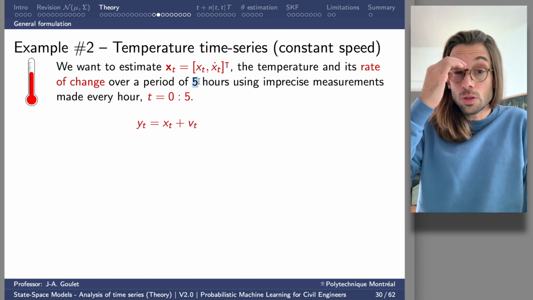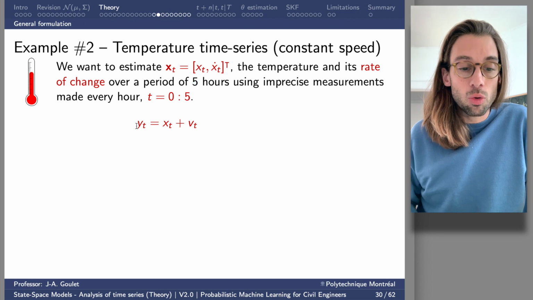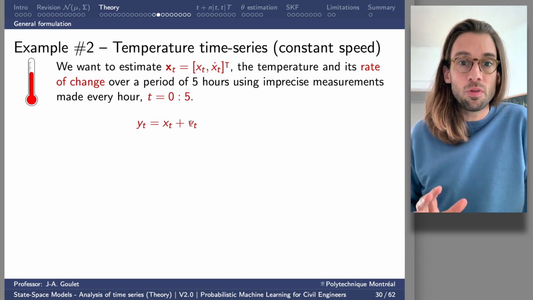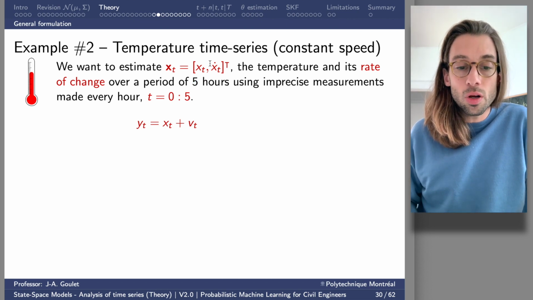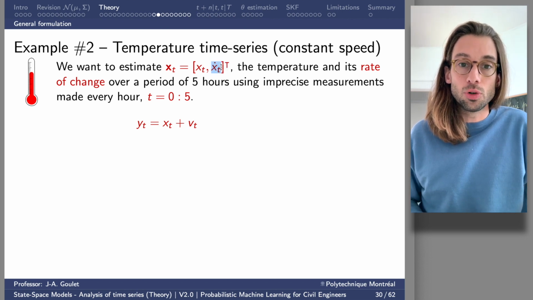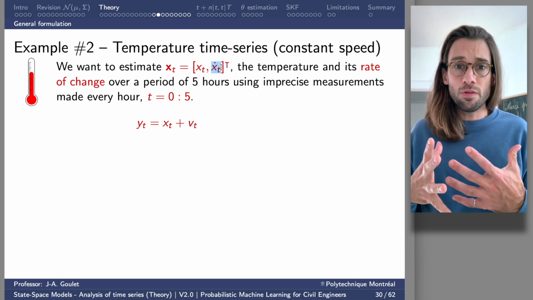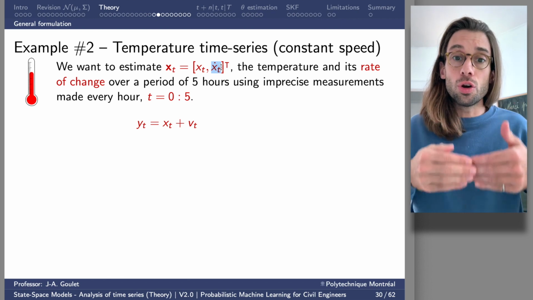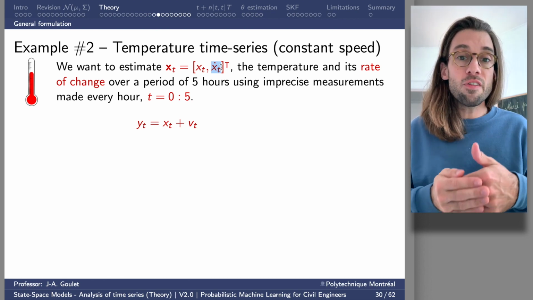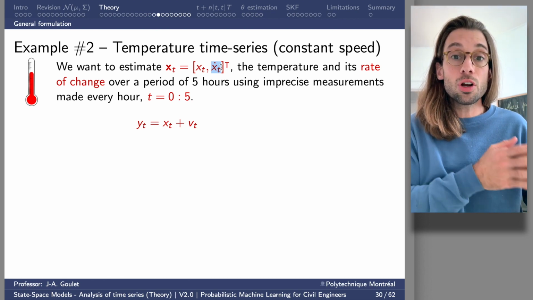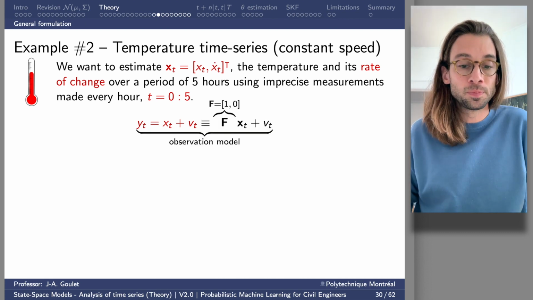So for our observation model, we're going to say that yt equals xt plus vt, same as before. In that case, we don't observe the actual rate of change of the temperature. The only thing we're actually observing is the current temperature, and we need to infer the rate of change. We're never going to directly observe it.